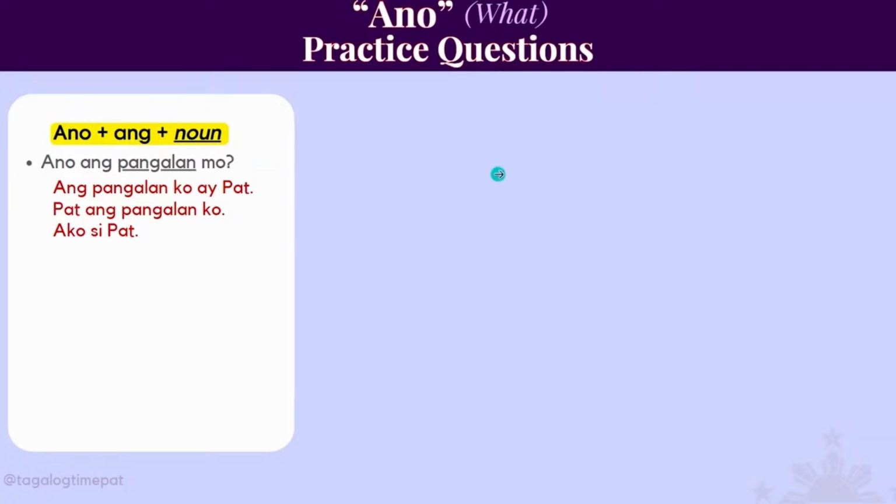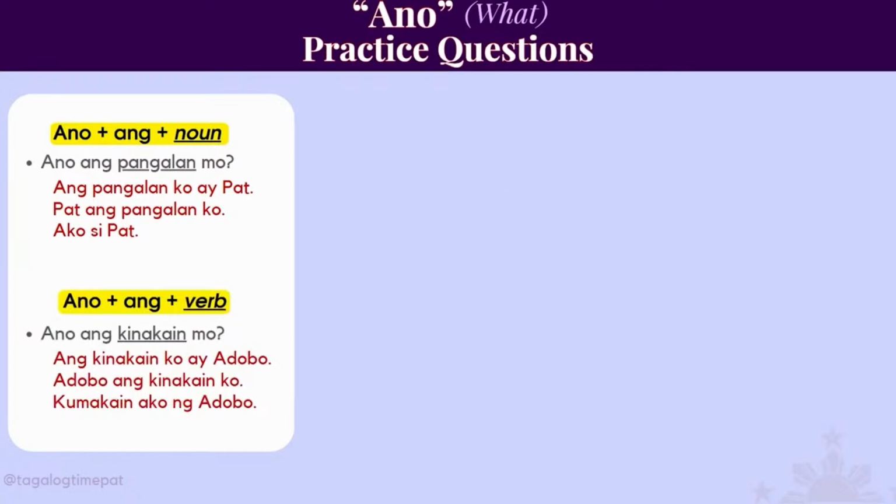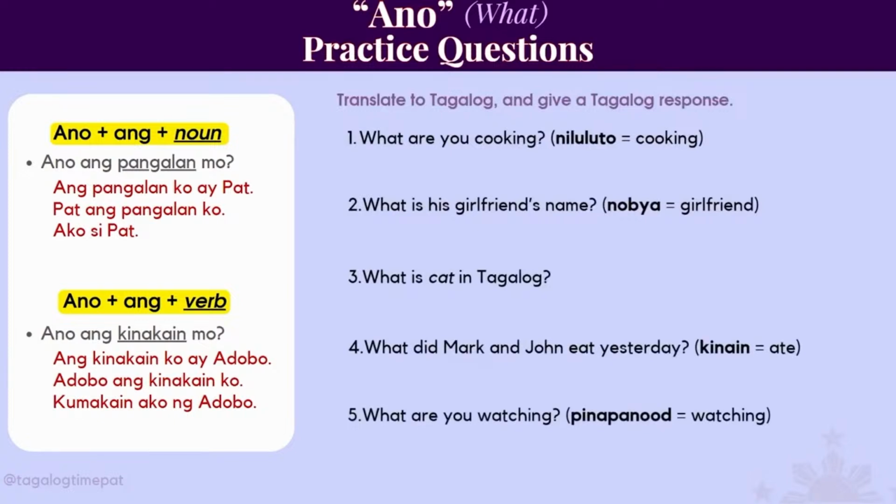And then the next example we learned was ano ang plus a verb. So ano ang kinakain mo? What are you eating? And then those are the responses. Kumakain ako ng adobo. Now what I want you to do is to translate these examples. So they're in Tagalog. I want you to translate them to English. So number 1, what are you cooking? And then I gave you a vocab hint. Niluluto means cooking. Number 2, what is his girlfriend's name? Nobya means girlfriend. Number 3, what is cat in Tagalog? 4, what did Mark and John eat yesterday? Kinain means ate. Number 5, what are you watching? Pinapanood means watching.